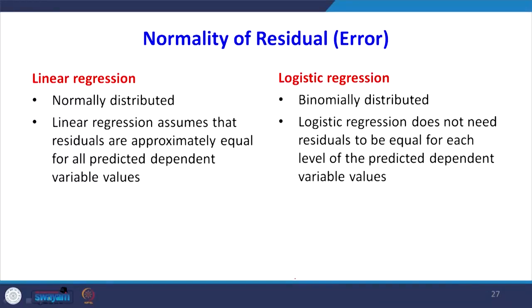Another important difference with respect to error is that in a linear regression model the error term follows a normal distribution, but in a logistic regression the error term follows a binomial distribution. Linear regression assumes that the residuals are approximately equal for all predicted dependent variable values. Logistic regression does not need residuals to be equal for each level of the predicted variables.